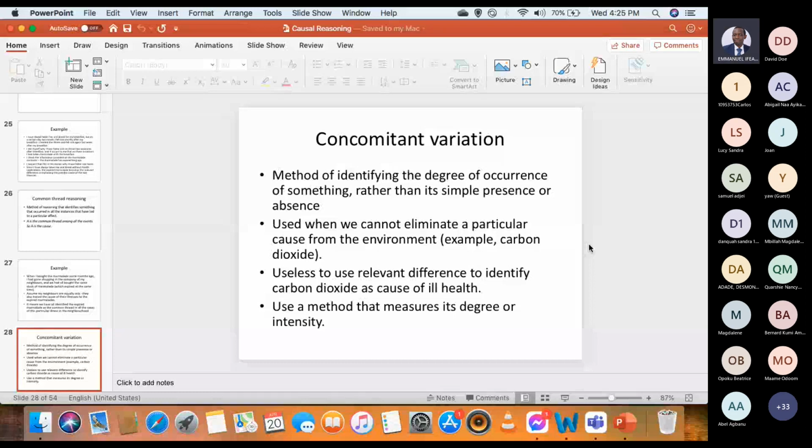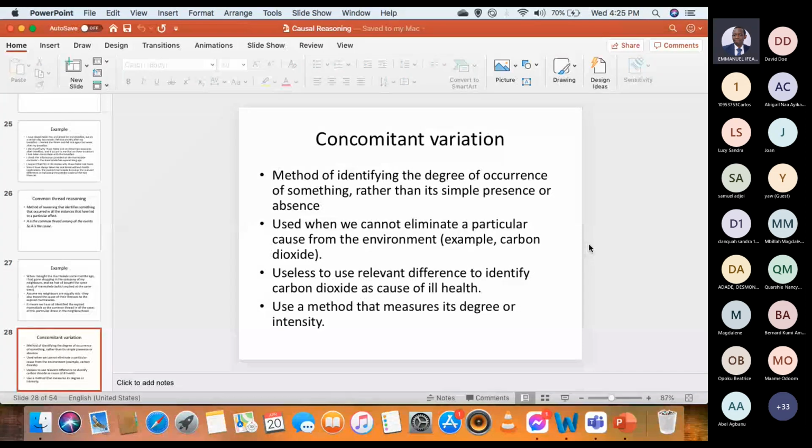But maybe it is causing a problem because it's present in a particular quantity it shouldn't be. For instance, if carbon dioxide in the atmosphere is causing a problem in a particular place, then you wouldn't say that it is the presence of carbon dioxide, because carbon dioxide is present in all atmospheres. You will say that it is the degree, the intensity, the volume of carbon dioxide that is the problem, not the mere presence of carbon dioxide. You can't eliminate carbon dioxide from the atmosphere.